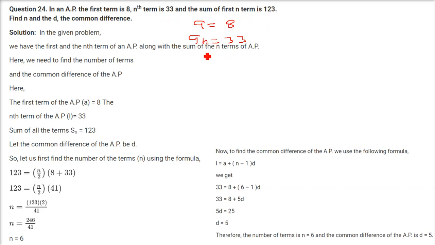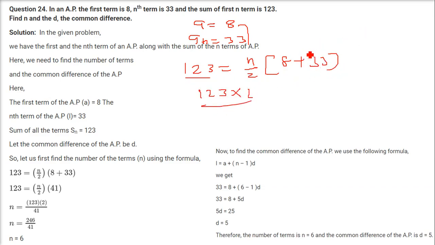So we'll use the formula for the sum. The sum is given as 123. It will be n by 2, a plus l, 8 plus 33. So this will be 123 into 2 by 8 plus 33. 8 plus 33 is 41. So this is going to be 41, 3 2s are 6. n is going to be 6.